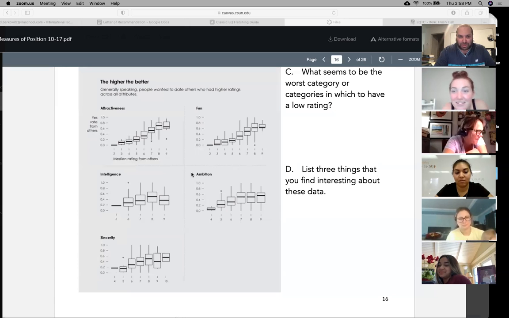So 5 box plots. There's actually more than 5 box plots. How many box plots do we have here? 8 box plots. Oh, 8. Does that mean people are shallow, Yesenia? Yes, it does.